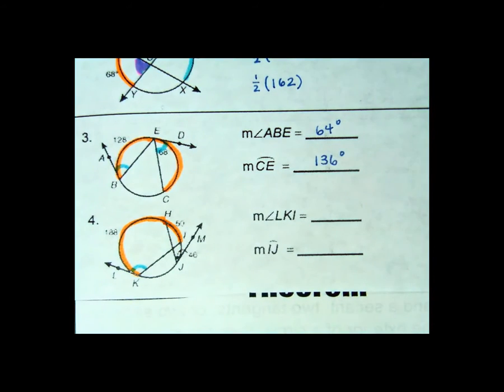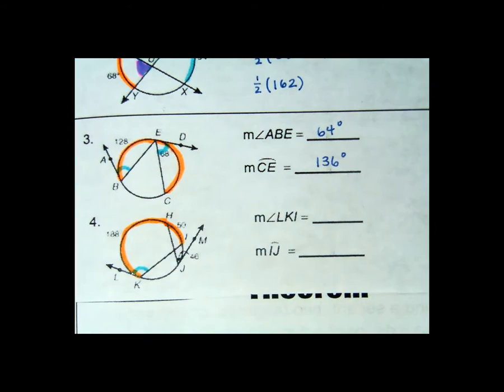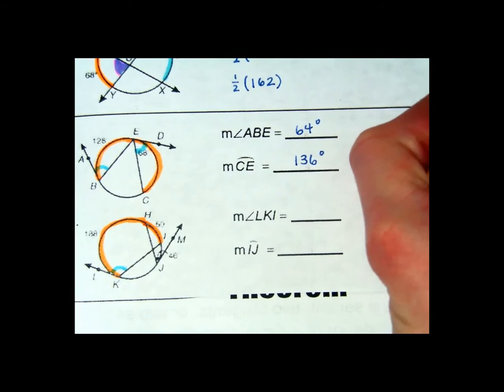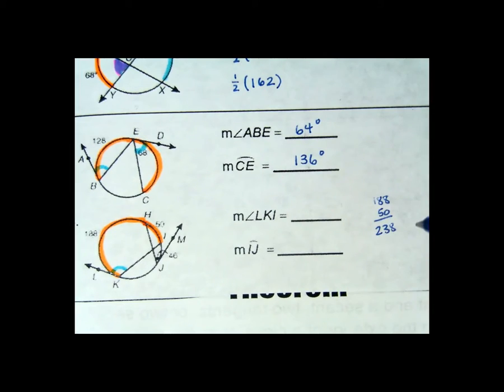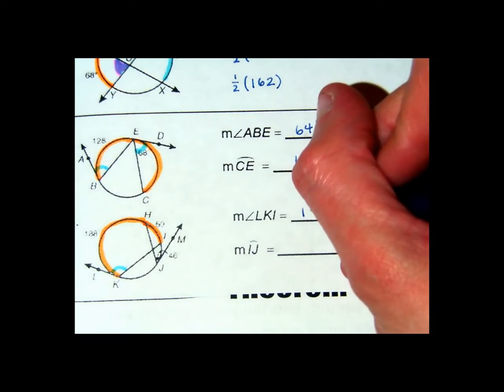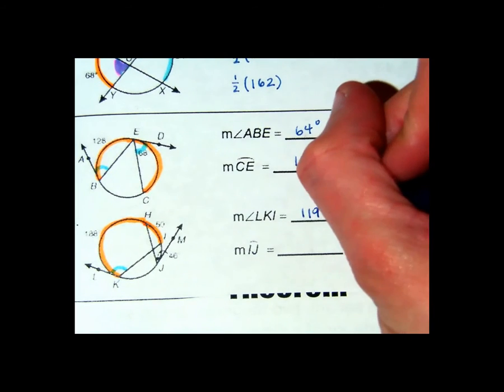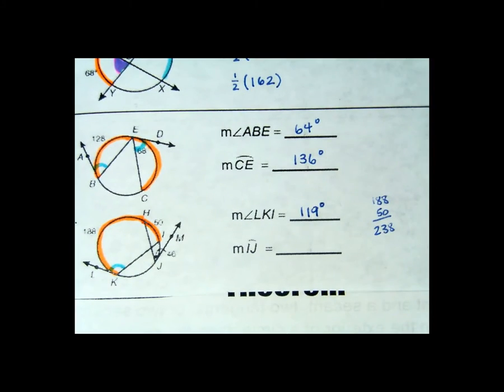What is 188 plus 50? 238. What is LKI compared to that? What is half of 238? 119. Okay, I couldn't hear. That air cutting on and off makes me not be able to hear anything.